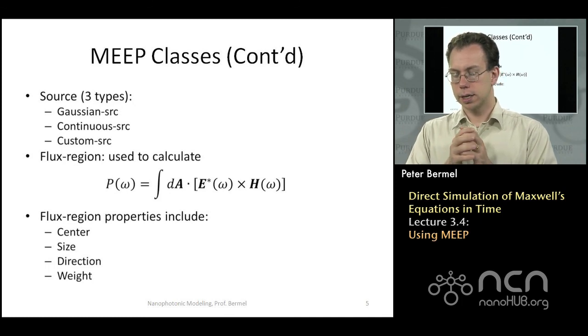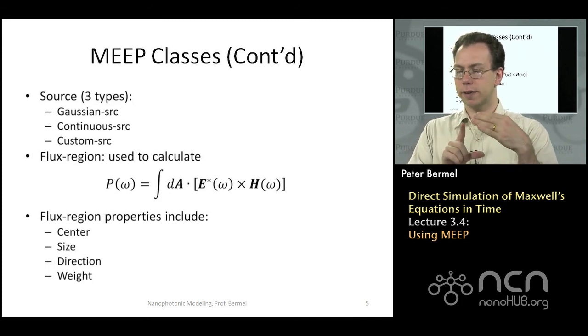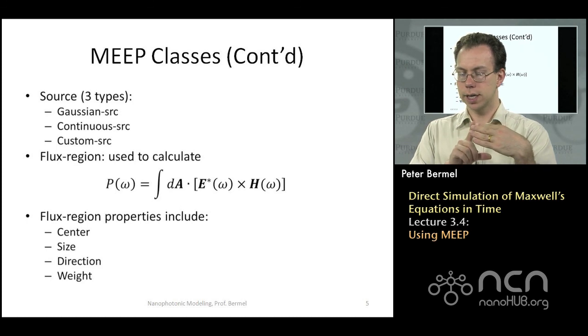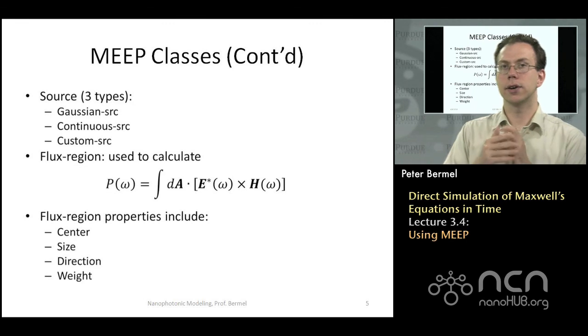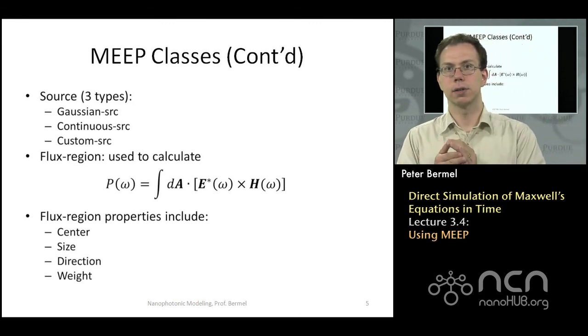And then usually the key thing is to just specify where the flux region is and its weighting compared to the other flux regions, so you can accurately calculate the total amount of power that's going in and out.